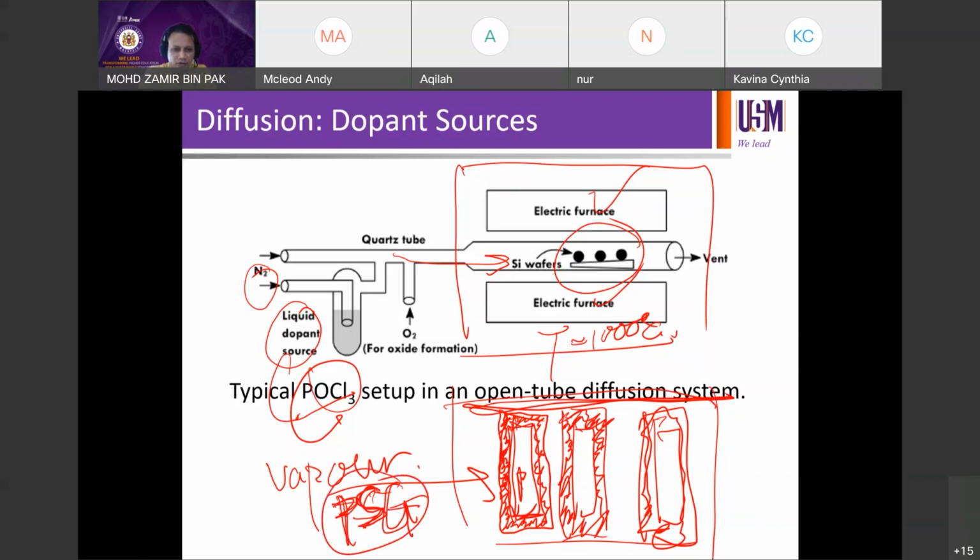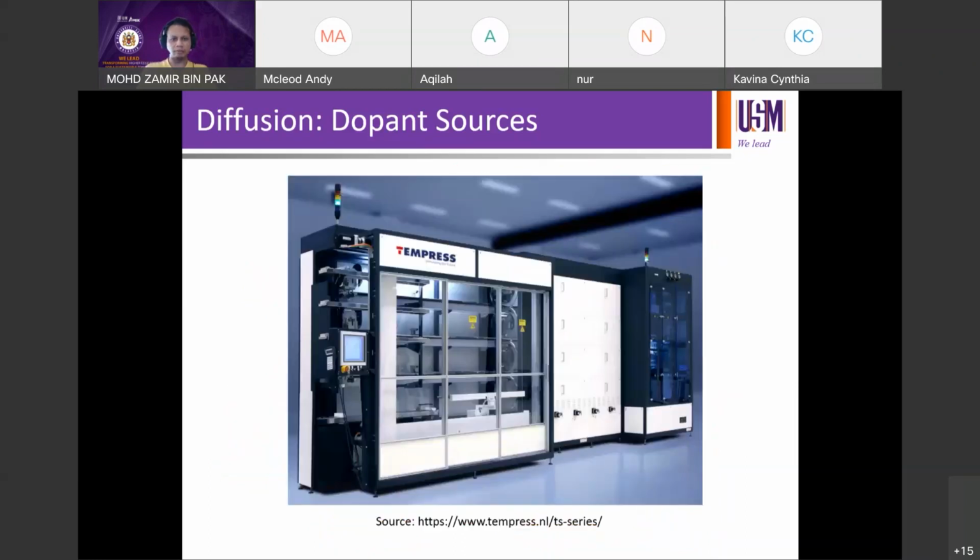Phosphosilicate glass, PSG, has to be removed after the diffusion. You have to do PSG removal on the unwanted areas, the side and at the back. For example, since you want to dope only on the front side, you have to do PSG removal to remove it.